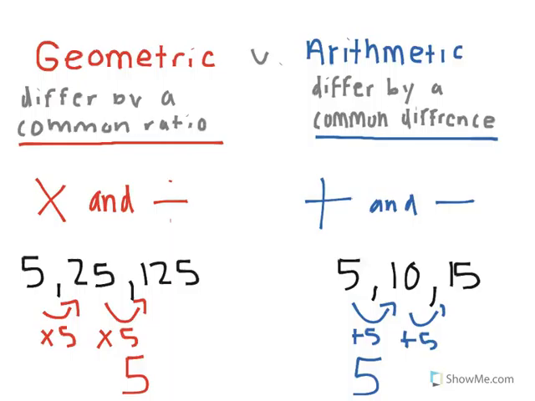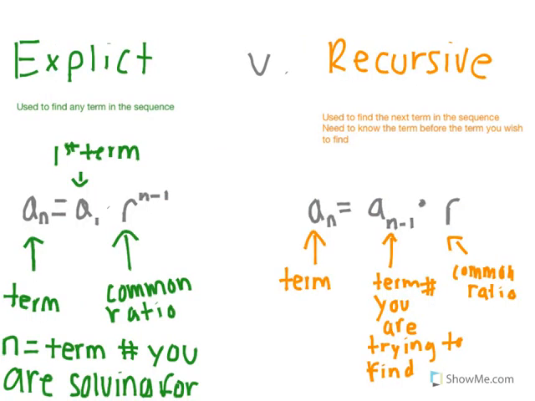So 5, 25, and 125 are multiplied by 5 each time. And I'm starting with the same number 5, but if it was an arithmetic sequence, I would add or subtract 5. So 5 plus 5 is 10, plus 5 is 15. So arithmetic is dealing with addition and subtraction, and the term that goes with that is common difference. And geometric is dealing with multiplication and division, and the term that goes with that is common ratio.